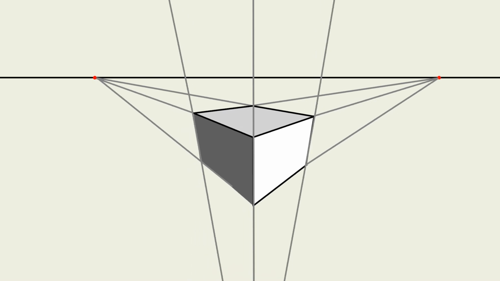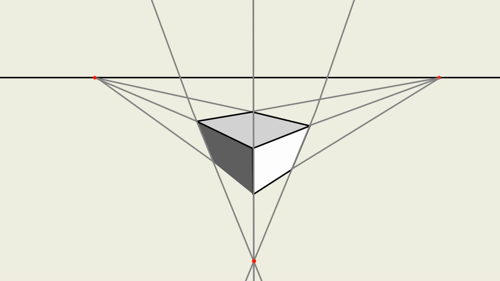But what if we rotate it the other way? There comes the 3rd point. As you can see, none of the lines is vertical or horizontal, and we should start our drawing with the nearest point. Now let's draw a cube in 3-point perspective.